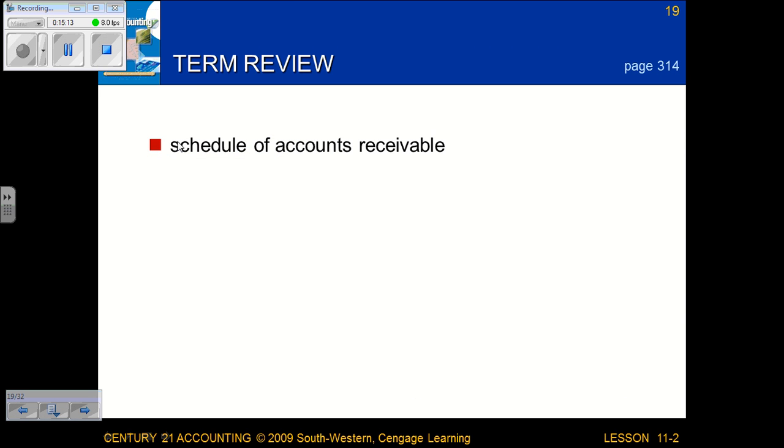Okay, so some of the things we went over. Schedule of accounts receivable. What was a schedule of accounts receivable? If you don't know that, go ahead and look it up. Make sure you know. It should be in your notes.